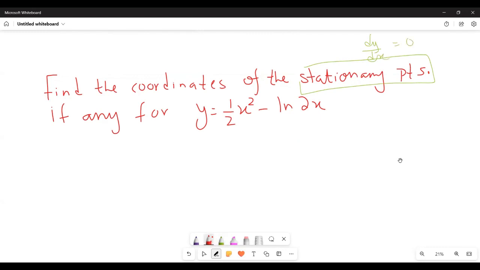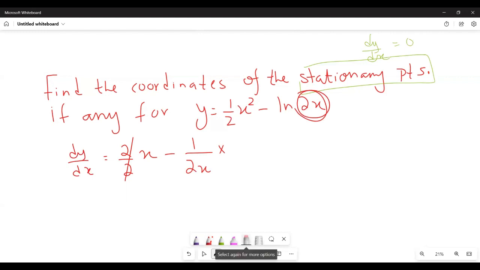So let's differentiate that. dy over dx would be 2 comes down, 2 and 2 cancel out, and we have x power 1 minus, it's 1 upon f(x) times the derivative of f(x), which is 2. So dy over dx equals x minus 1 upon x.